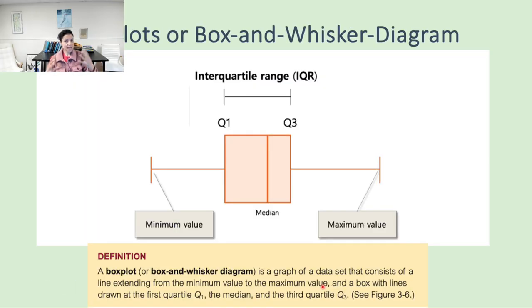So we can take our 5-number summary and we can construct a box plot. A box plot is a graph of a data set that consists of a line that extends from the minimum value to the maximum value, and there's a box in the middle that illustrates the distance between the first quartile and the third quartile and shows where the median is, which is that 50th percentile.